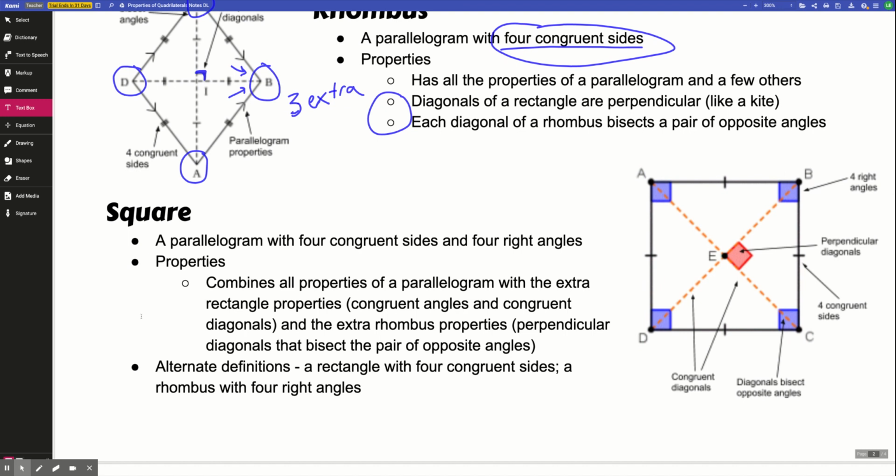Okay. So lots of things that you've seen before. We're just going to kind of put them in a new context here with these quadrilaterals.